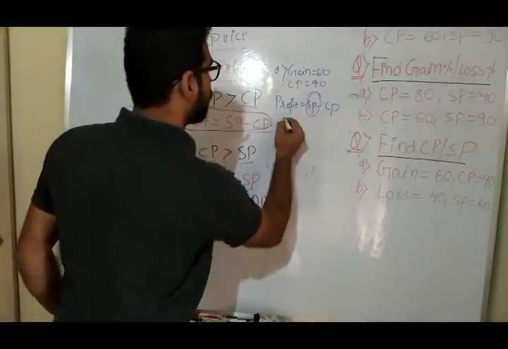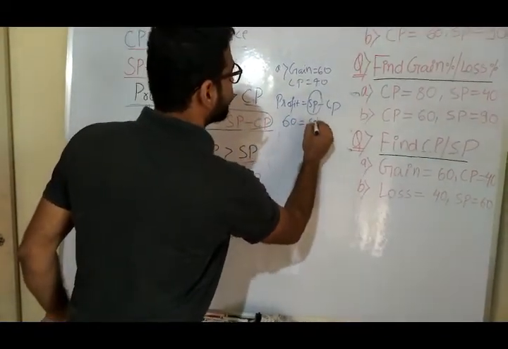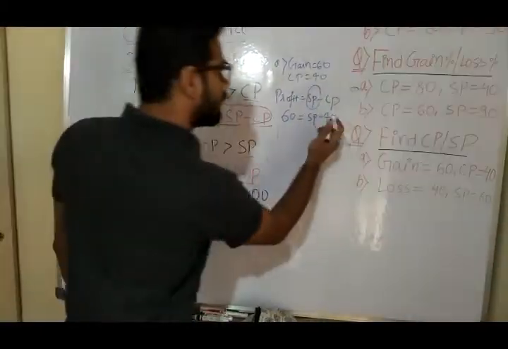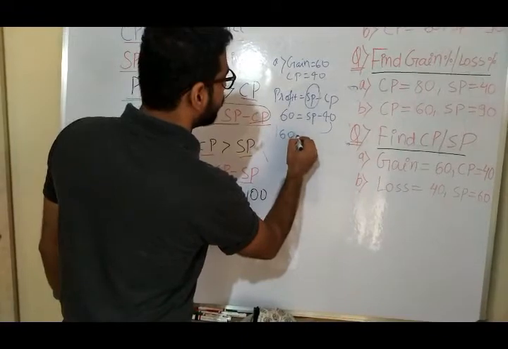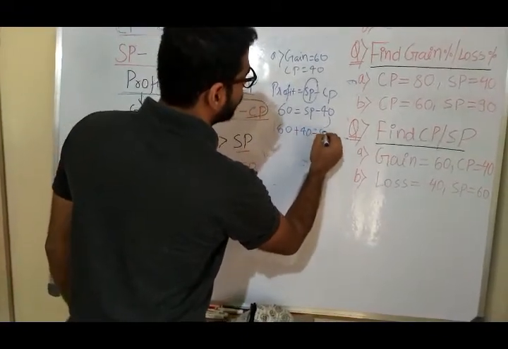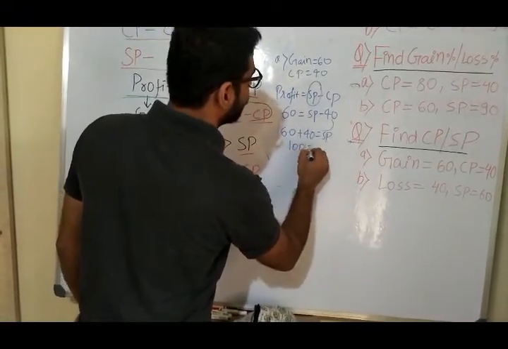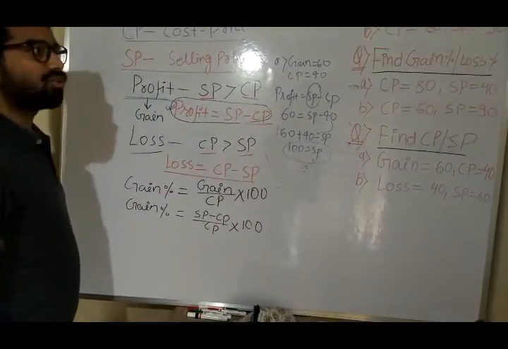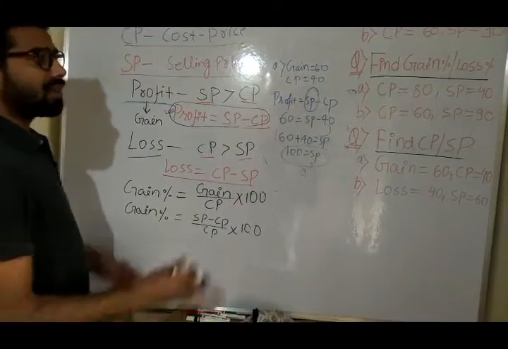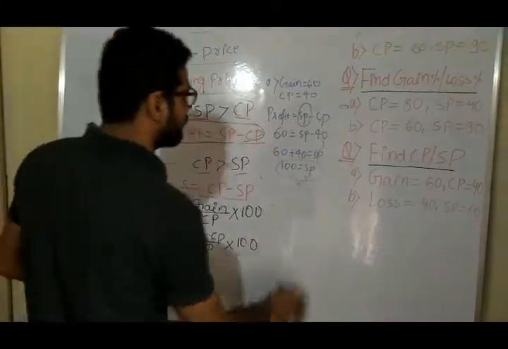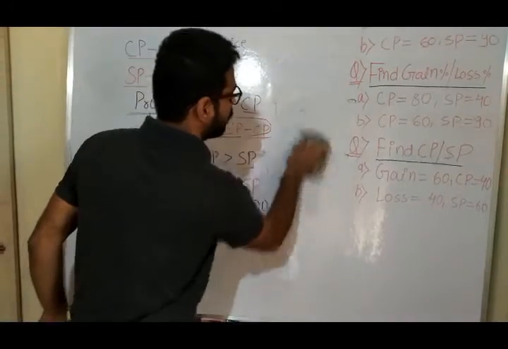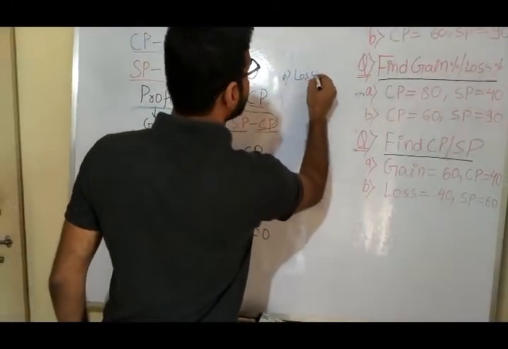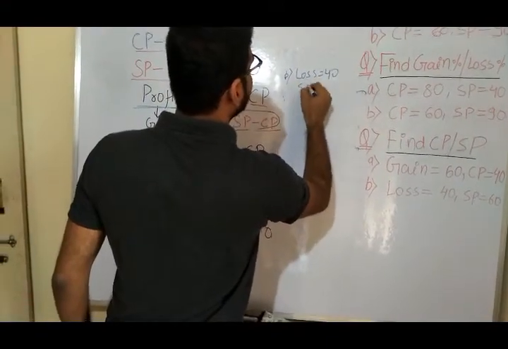So profit, how much profit? 60 is equal to SP minus 40. We change the like terms. So 60 plus 40 is equal to SP, which means SP is equal to 100. We got the answer. You understood how to find SP. Now let's see the second question, which is about loss. B: loss is 40 and SP is equal to 60.